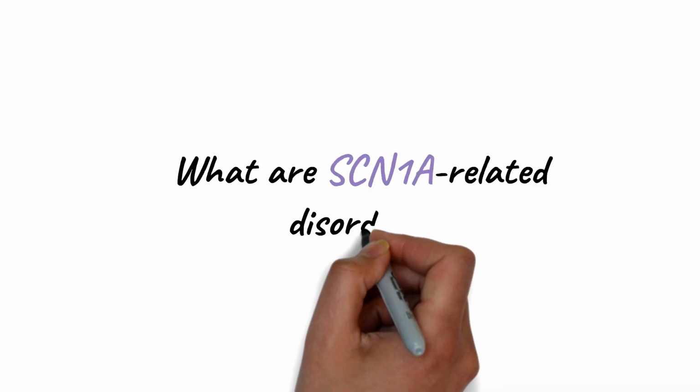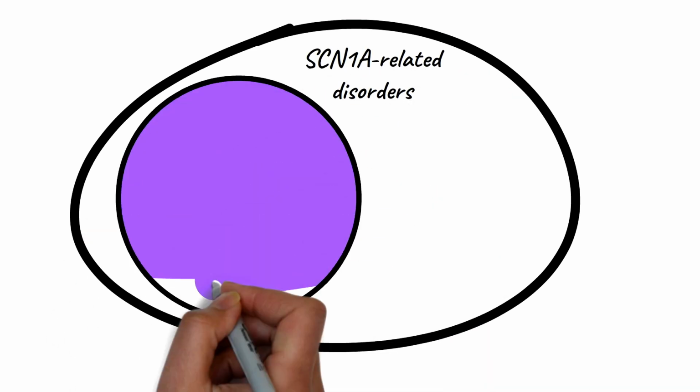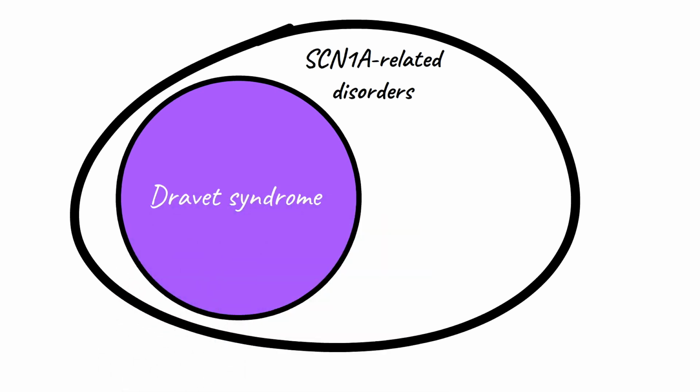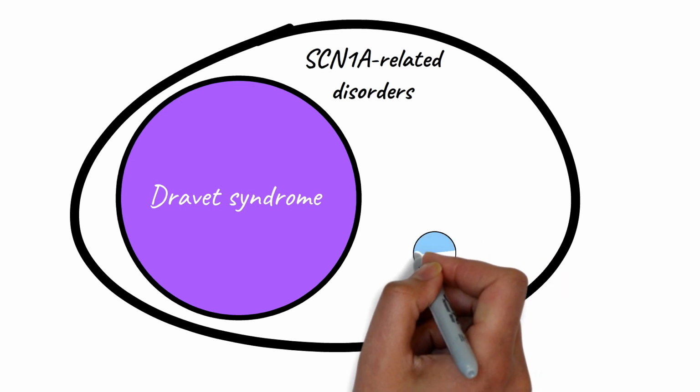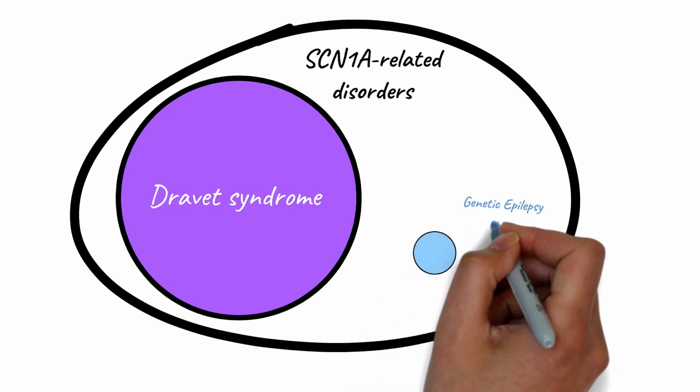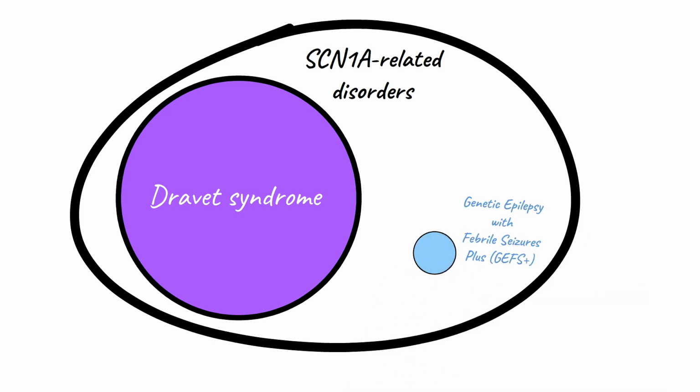What are SCN1A-related disorders? SCN1A-related disorders comprise a spectrum of different diseases. Most commonly, individuals present with the severe childhood onset epilepsy Dravet syndrome, while a smaller group of patients present with the less severe epilepsy called genetic epilepsy with febrile seizures plus, in short GEFS plus, or other diseases.